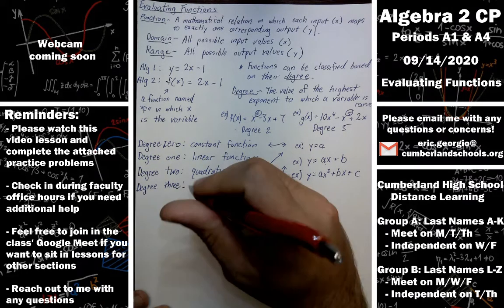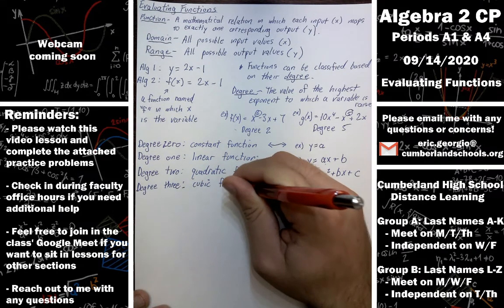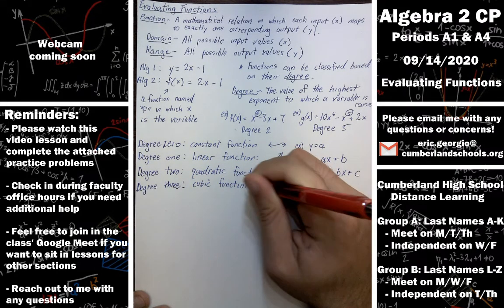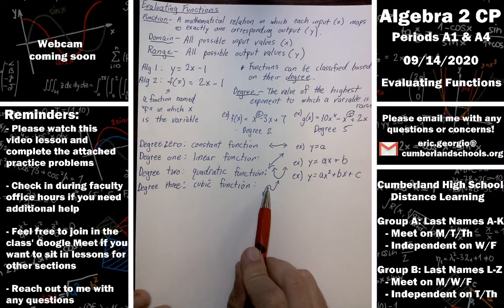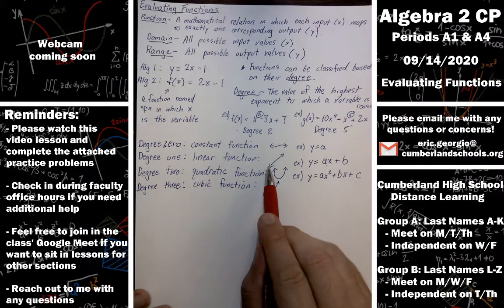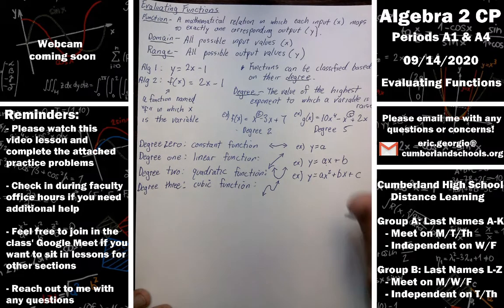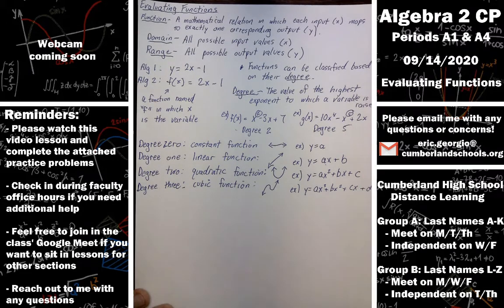Going up from there, a degree 3 function is called a cubic function. And we will be doing some cubic functions this year later on, maybe in third quarter. A cubic function almost looks like two parabolas stuck together. It's not, but notice how it has 2 of these curves as opposed to a parabola which just has 1. A line has no curves, and this has no slope at all. The general form of a cubic function looks like this: ax to the 3rd plus bx squared plus cx plus d.